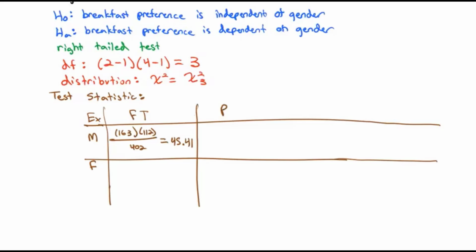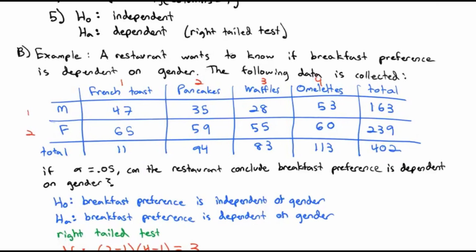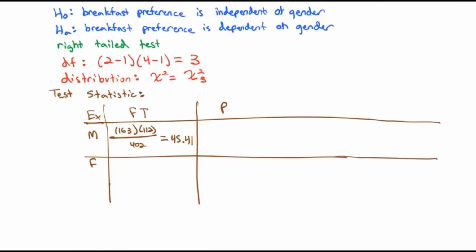Now we'll go over to pancakes. Pancakes is in the second column, first row. So in this case, what we'll see is we want the pancakes for the males. That's in the first row, second column. So those are the numbers we're going to multiply, 163 times 94 and divide by the 402. The row times the column. So we have 163 times 94 divided by the total of 402. We end up with 38.11 as the expected value for pancakes.